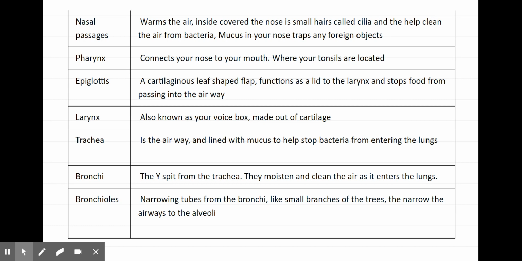The epiglottis is found just a little bit lower, and it's like a cartilaginous leaf-shaped flat flap, and what it does is it acts as a lid to the larynx. So the pharynx happens first and then the larynx. It's kind of like directing traffic, essentially. It stops food from entering your airway. So when you take a sip of water and you say something like, "Oh, that went down the wrong tube," what you're actually saying is you accidentally swallowed it and it tried to go down your trachea instead of down your esophagus.